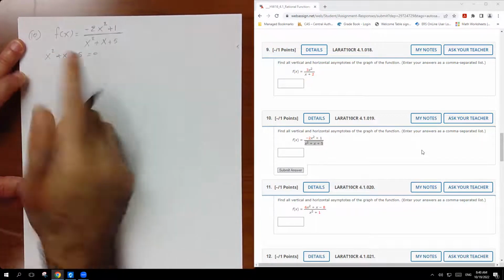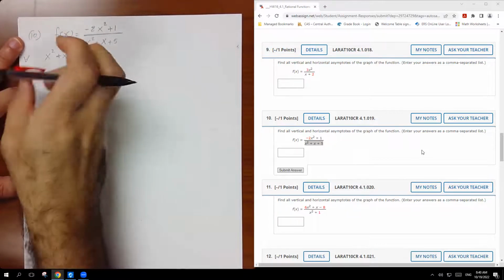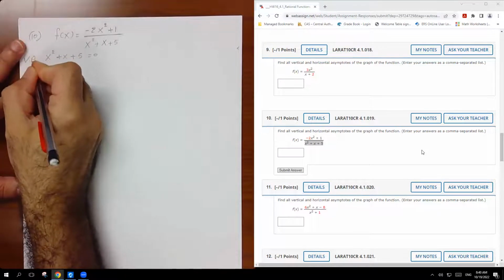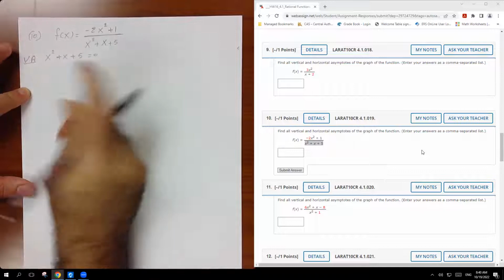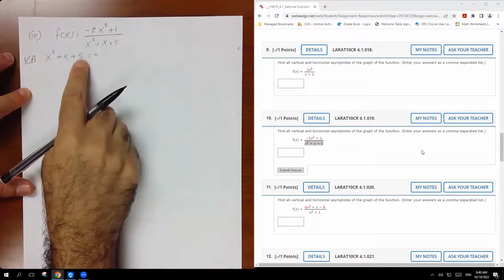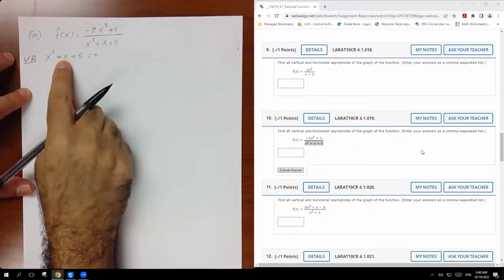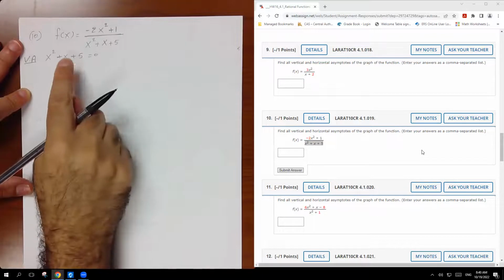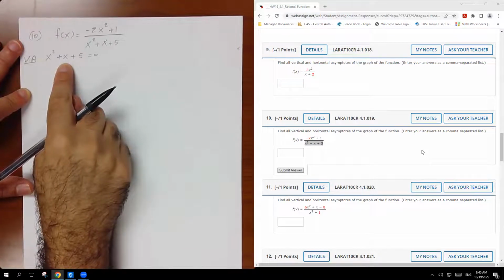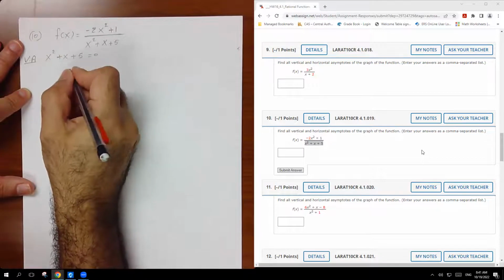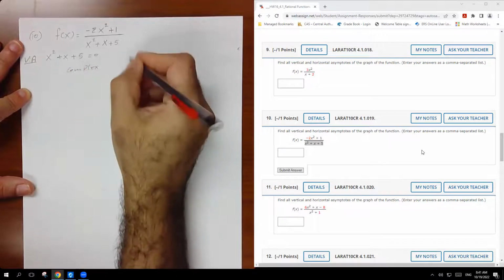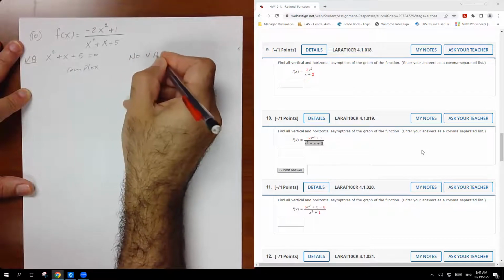If you look at this one, you can't factor it by using the AC method or the regular methods, because 5 is 1 times 5, and you can't find the right factors. In this case, there is no vertical asymptote, because you're going to use the quadratic formula, and the result is going to be a complex number. That's why you're going to say no vertical asymptote.